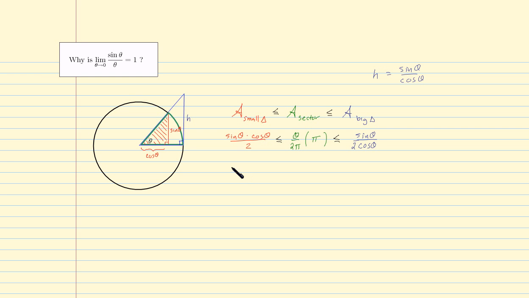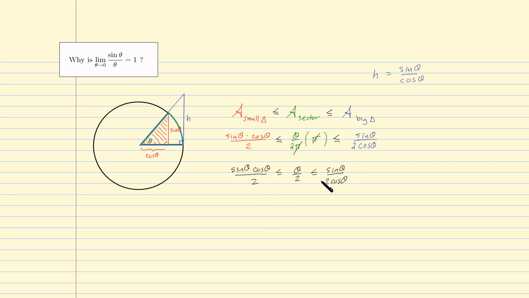Okay, so let's clean things up a little bit. We have sine of theta times cosine of theta over 2 is less than or equal to, of course, here the pi's cancel, and I'm left with theta over 2 is less than or equal to sine of theta over 2 cosine of theta.